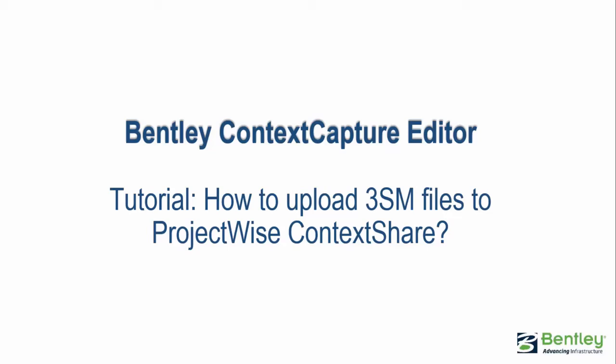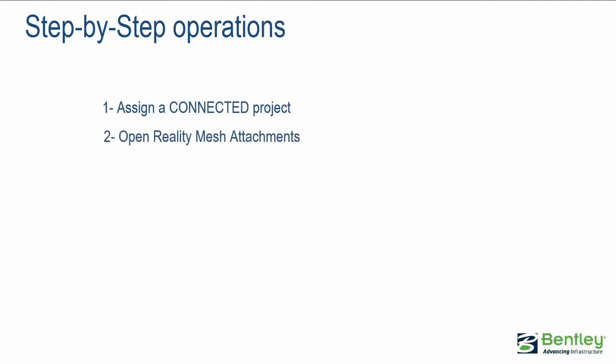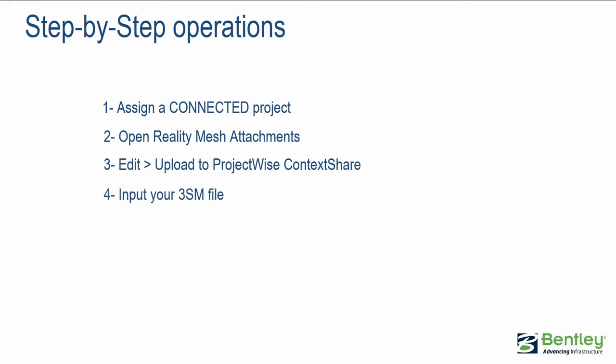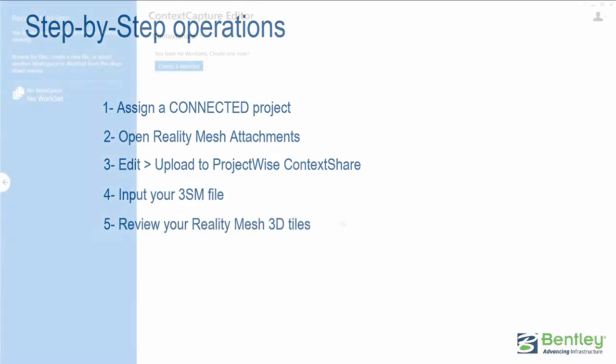Today's tutorial is going to show you how to upload a 3SM file to ProjectWise ContextShare. First, let's go through the steps. You'll need to assign a connected project, then through the Reality Mesh Attachments dialog, choose Upload to ProjectWise ContextShare. Next, you will input your 3SM file, and to finish, you'll review your new Reality Mesh 3D tiles.